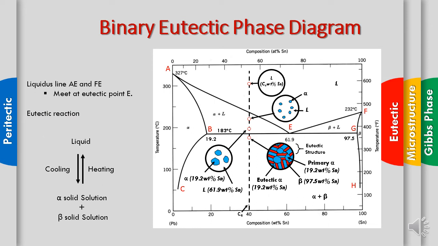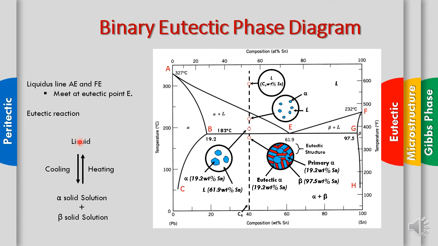So for the liquidus lines AE and FE, we call the meeting point the eutectic point at E. For this eutectic point, the reaction is the transformation from liquid, and then finally transform to the alpha plus beta phase, that can be represented using this kind of reaction.